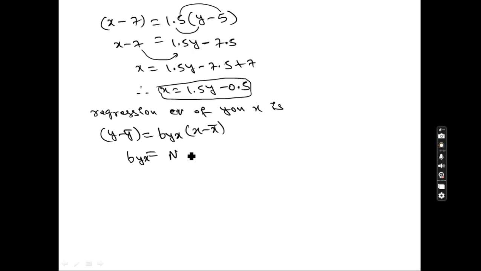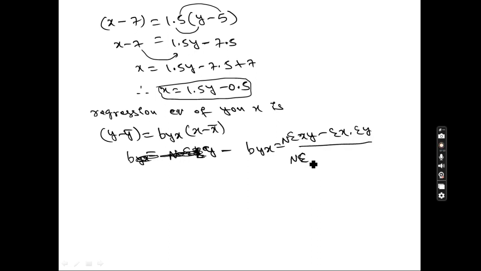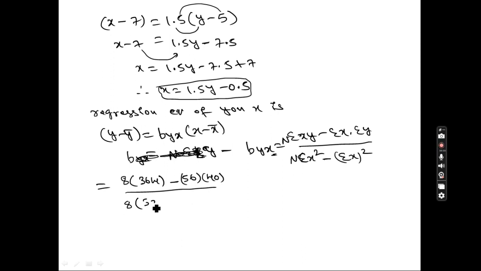So you know, the direct method formula: n into summation xy minus summation x into summation y, divided by n into summation x square minus summation x whole square. So x is coming second letter, that should be written in the denominator. After writing these values, substitute these values in the formula. What are the values which are given in the problem? 8 into 364 minus 56 into 40, divided by 8 into 524 minus 56 whole square.